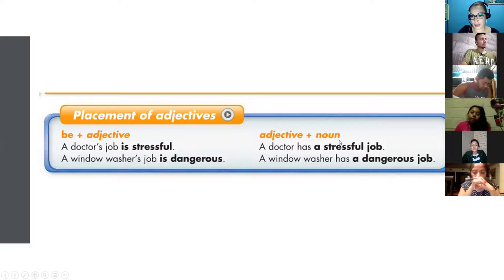Ahora, si voy a usar primero adjective plus noun, en este caso estoy usando el verbo tener. Como está en tercera persona, dice has. A doctor has. Y como estoy hablando en singular, voy a utilizar el article a, que quiere decir un o una. Y dependiendo, voy a utilizar a o an, como decía el video, ¿verdad? Dependiendo del sonido con el que empiece el noun que voy a mencionar o el adjective en este caso. A doctor has a stressful job. Tenemos primero el adjective y luego el noun, ¿ok?